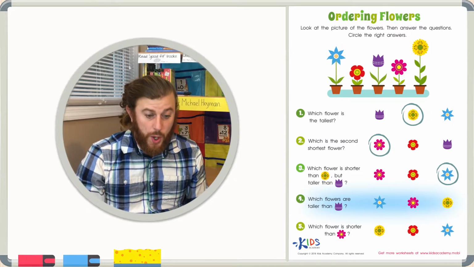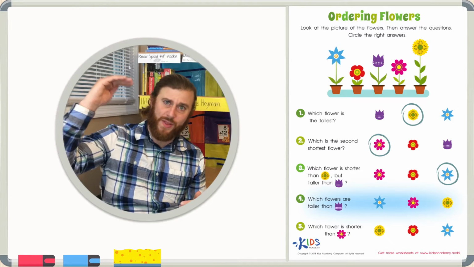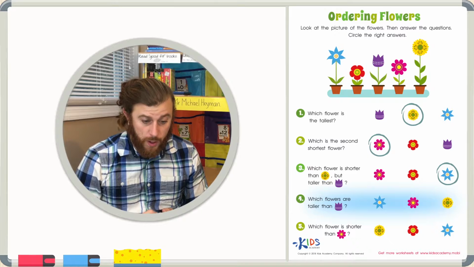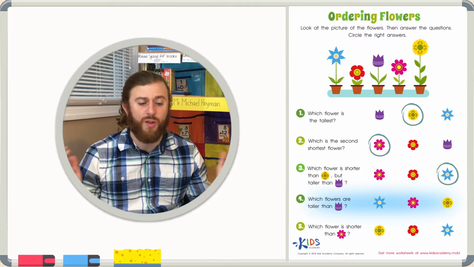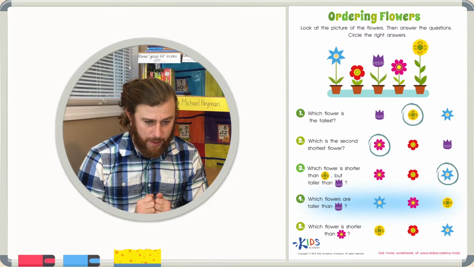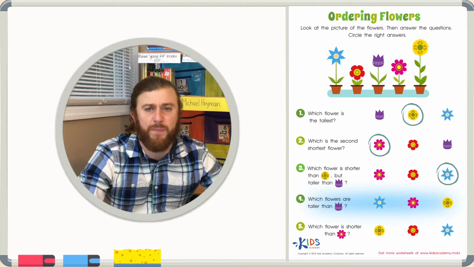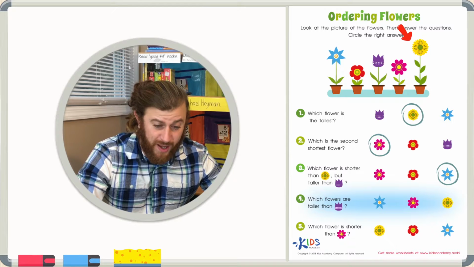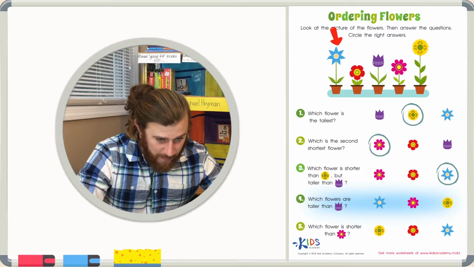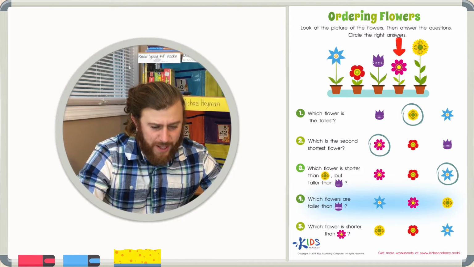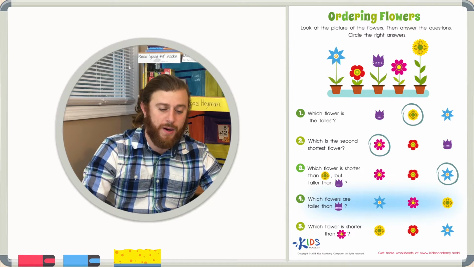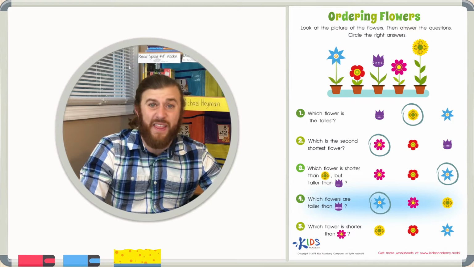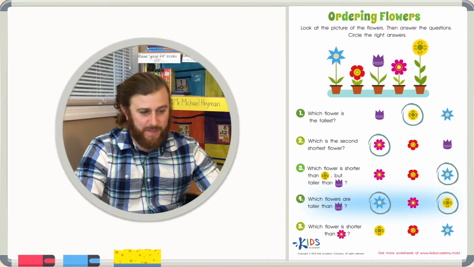Number 4, which flowers are taller than the purple flower? Well, we can circle all the flowers that are taller than the purple flower. So let's take a careful look. In this example, we know the yellow flower is taller than the purple flower, and so is the blue flower. The red flower and the pink flower are shorter than the purple flower. So the blue flower and the yellow flower are the correct answers.